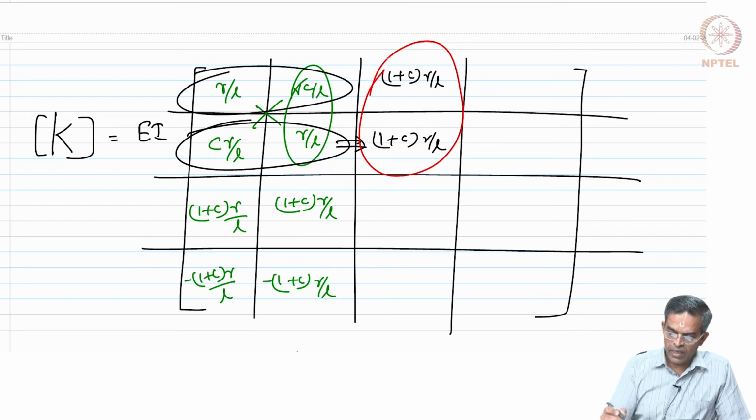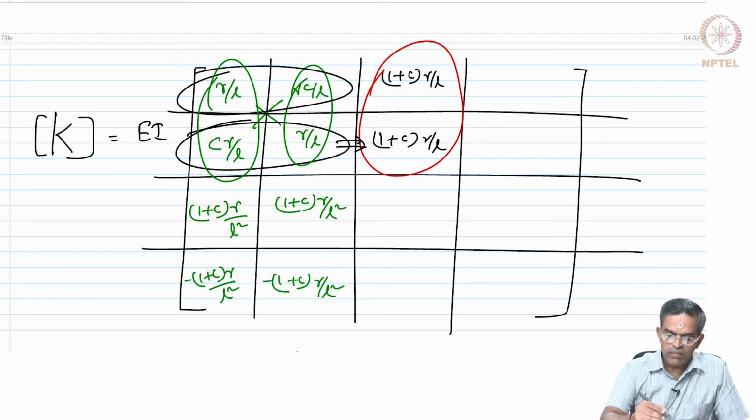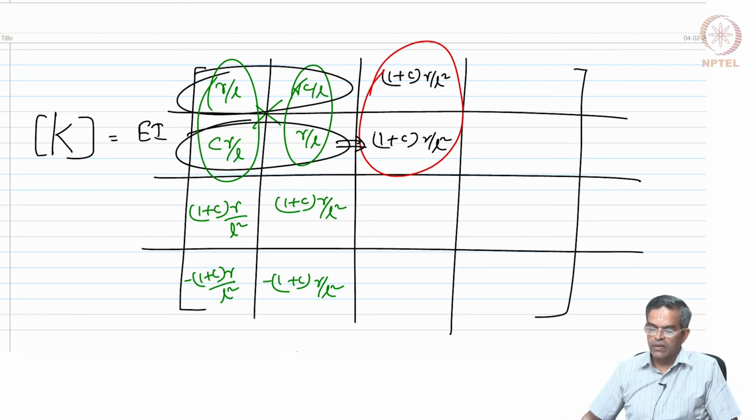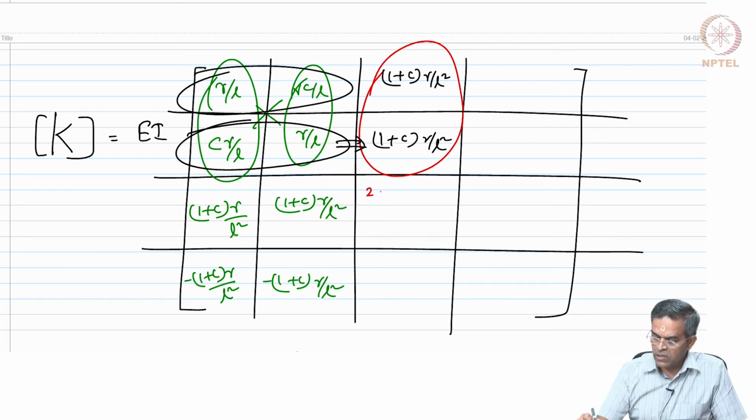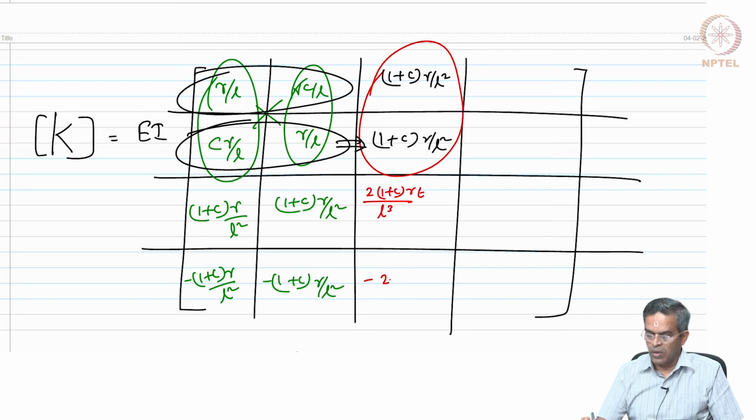This is L square, by L square again. So, this is L square, this is L square, because it is sum of these two by L, is it not? Again this is L square, sum of these two by L. So, now this particular value K33 will be sum of these two divided by L. So, let me write that. So, twice of 1 plus C R by L cube, and I also say T, translation function, is it not? So, minus 2 R T 1 plus C by L cube.